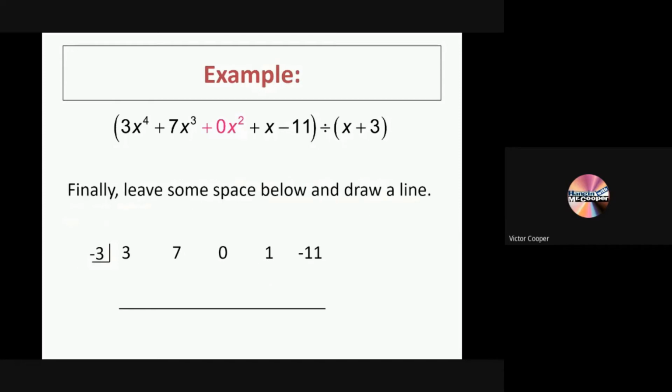And to make it a little more orderly, we're going to underline it with a space in between, because we're going to write some stuff in here and some stuff underneath this line. This is to make sure it's nice and neat. So our negative 3 is in the box. We have our coefficients lined up. Put a line underneath that, leaving space between the line and the numbers, and a little space underneath the line.